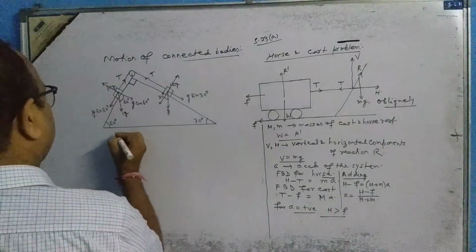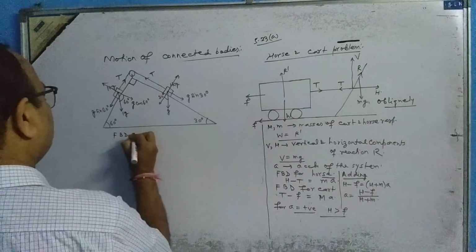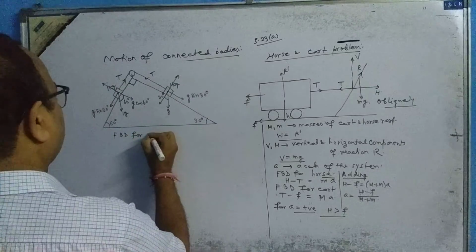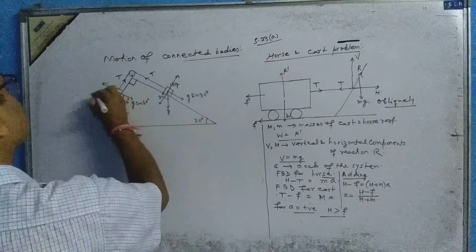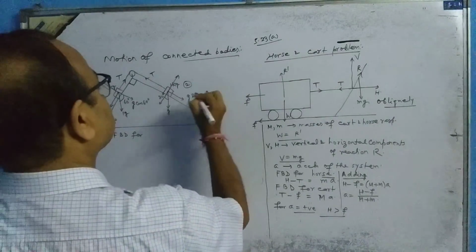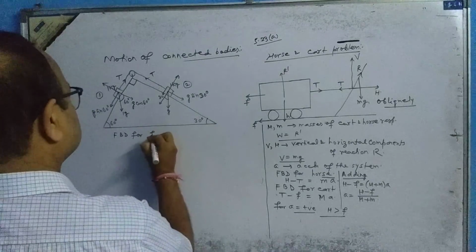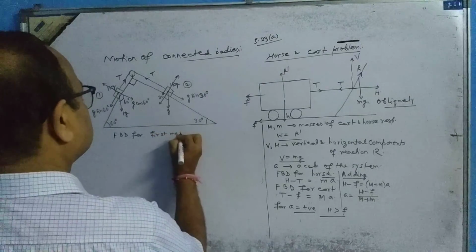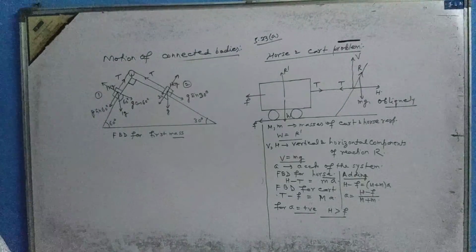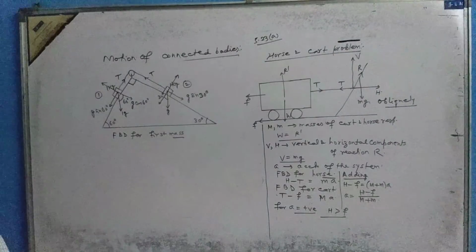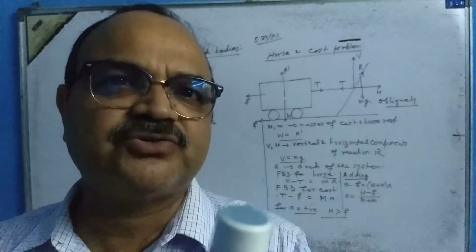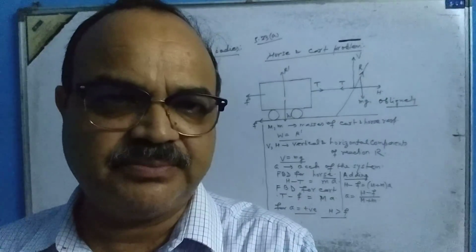So, we can apply now the FBD for the first mass. This is the first mass, this is the second mass. Let us number it like this. For the first mass, how much will it be? This will be like this. Now, what do you have to find out? I have to find out the tension in the string and the acceleration of the system.